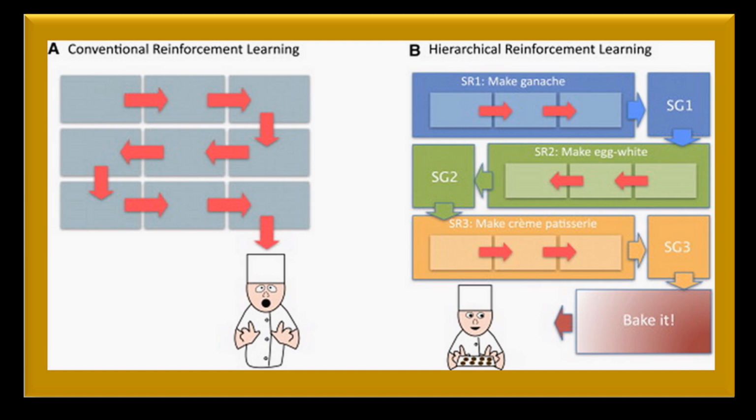Hierarchical reinforcement learning typically involves two types of learning. First is value-based learning. Now, this involves learning a value function that estimates the expected reward of taking a particular action in a given state.